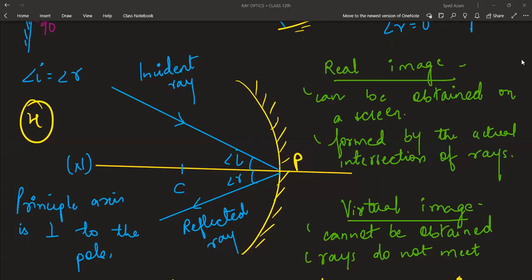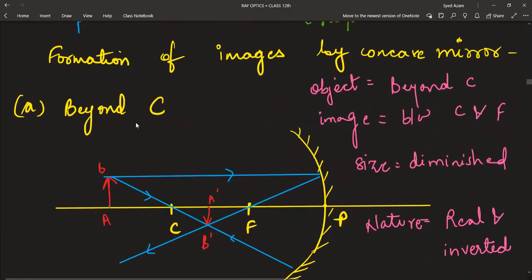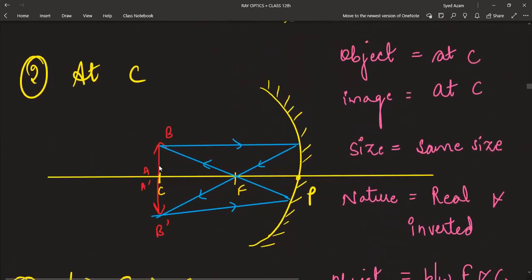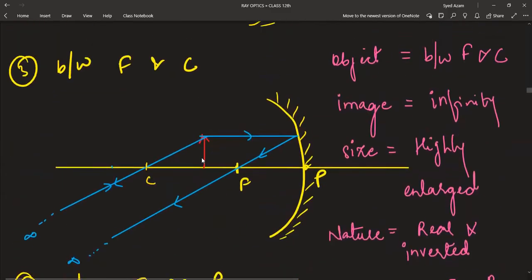Now, real and virtual images that can be obtained, that cannot be obtained. By now, everybody knows this. So, when the object is put beyond C, image is formed between C and F. This you can see, images of small size, real and inverted. At the center of curvature, the same size image is formed at the same position, means at the center of curvature, and it is of the same size, right? And for focus and center of curvature, now when it is between C and F, it will be opposite. When it was from infinity, it was between C and F.